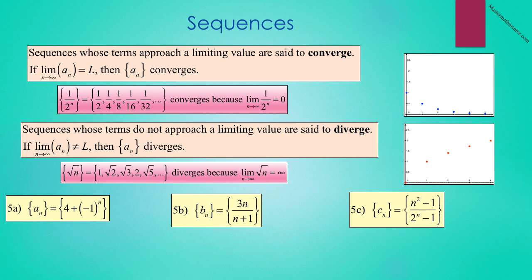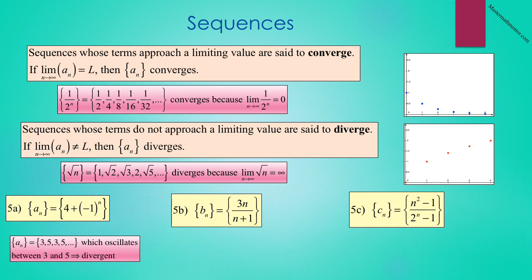In problem 5, we are given 3 sequences and asked to determine whether they are convergent or divergent and give a reason. In number 5a, we have the sequence a sub n is equal to 4 plus negative 1 to the n power.